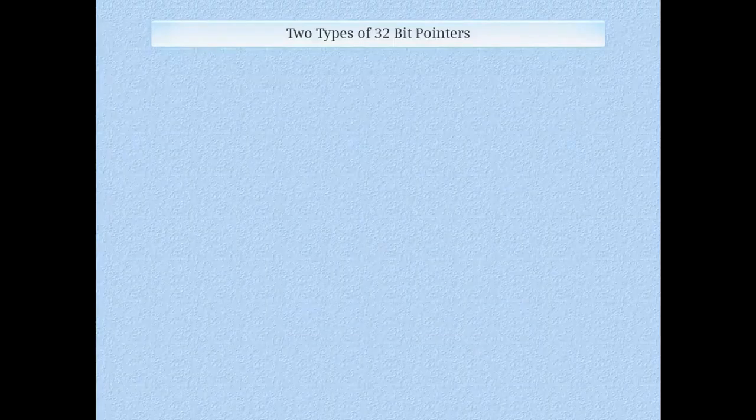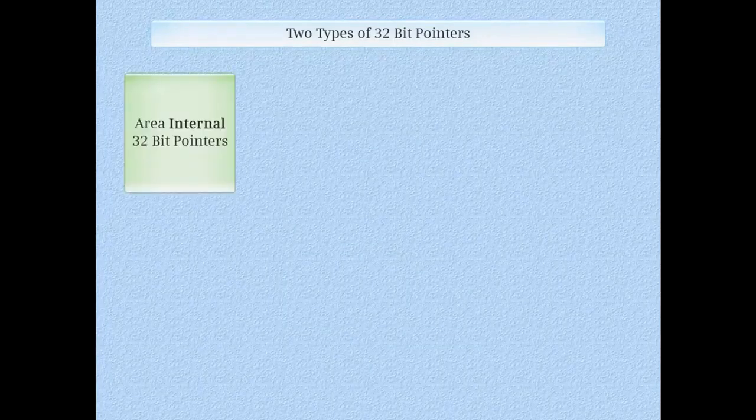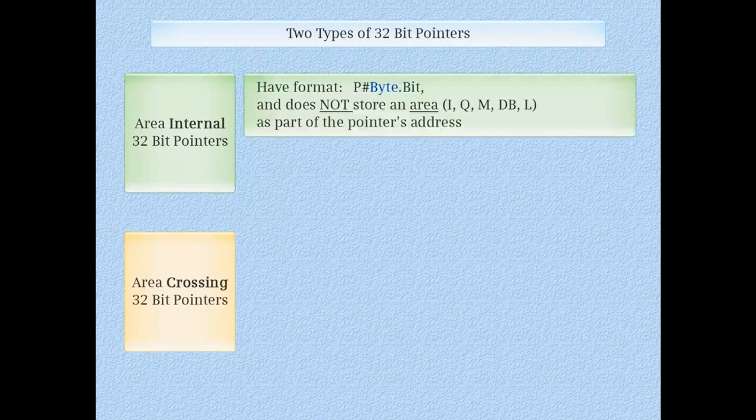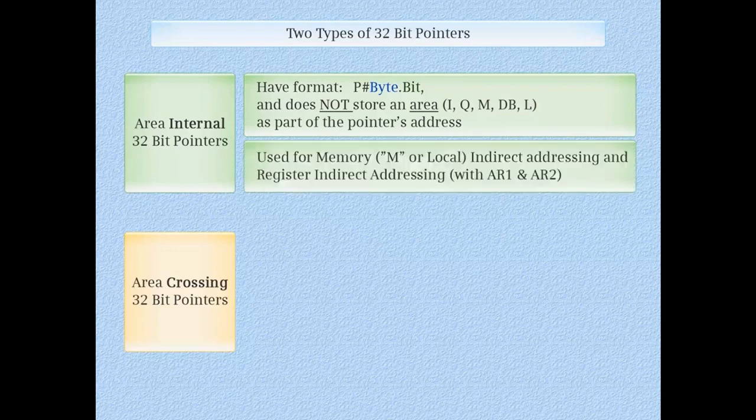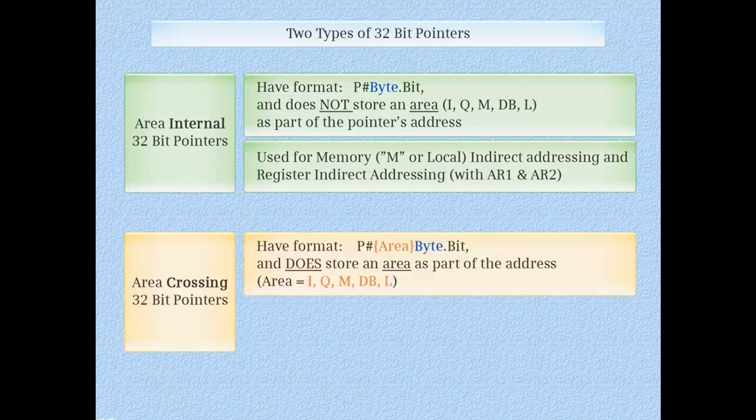In this video, you will see the two types of 32-bit pointers. There are two types of 32-bit pointers, area internal and area crossing. Area internal pointers have the format P#byte address.bit address. Area internal pointers do not contain an area such as input, output, memory, data block, or local as part of the pointer's address. Area internal pointers are used for indirect addressing, which can use M-memory or local memory, as well as the address registers AR1 and AR2.